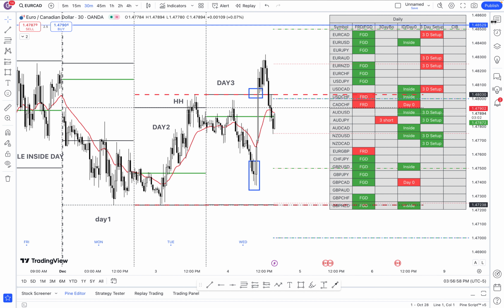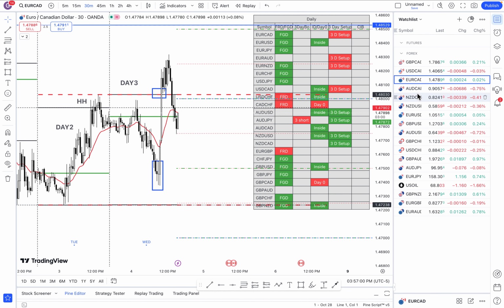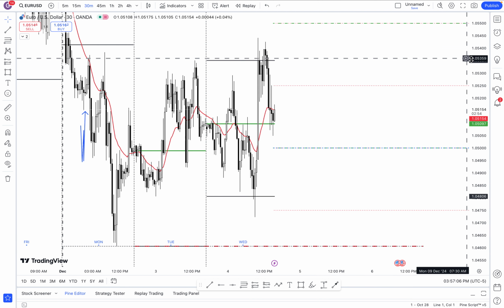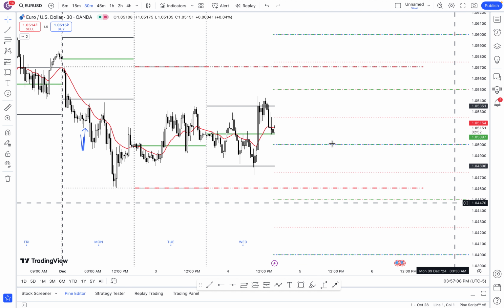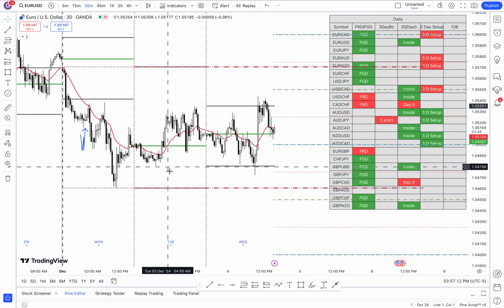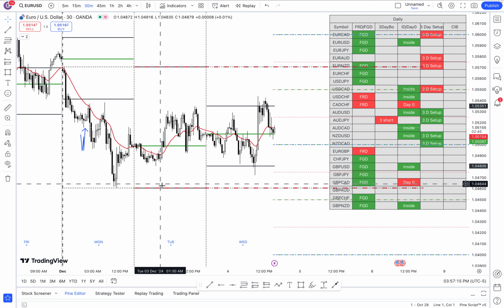Now let's take a look at Euro USD. It closed as an FGD and inside day. So let's see what happened on Euro USD. FGD was an inside day also. An inside day, what's the definition of an inside day? An inside day gives 2 basic opportunities: false break reversals and a low hanging fruit trend continuation.